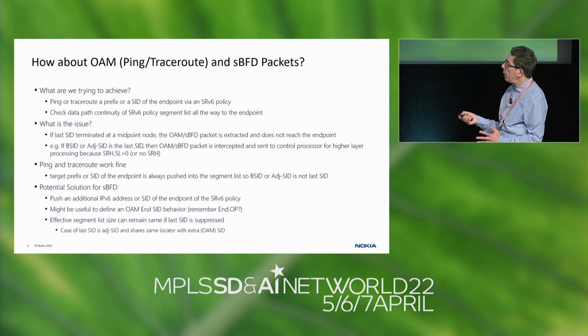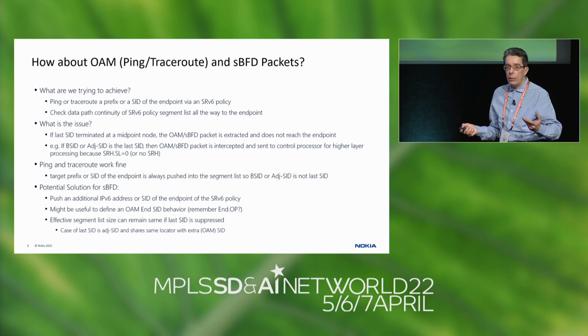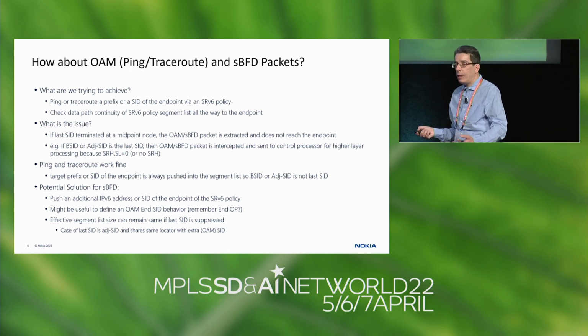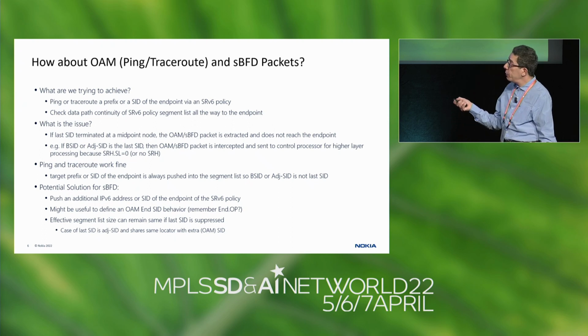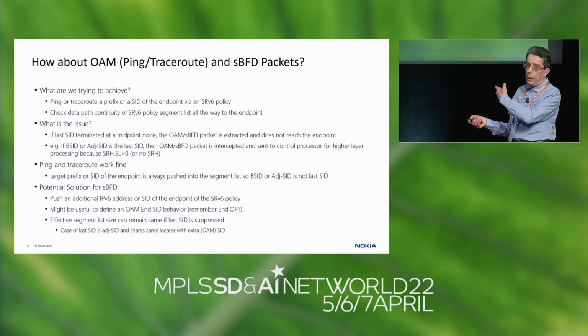So what are the possible solutions? First of all, for ping and traceroute, we don't have an issue because you're always pinging a SID or a locator or something, so there's always an additional address that you add to the segment list. So there are no issues there. For SBFD, you can choose to add an additional IPv6 address of the endpoint or a SID of the endpoint. We can also look back into defining an OAM SID. I don't know if you remember, but originally in the SRv6 OAM draft, there was a definition of an End.OP SID, which was supposed to be for OAM. That was removed. Of course, it wasn't needed initially, but in this case, for SRv6 policy, we may need something like that, so that's another option. And of course, you can always suppress the last SID of the SRv6 policy, as per the previous example.